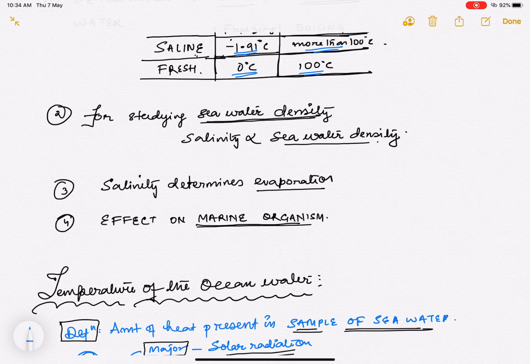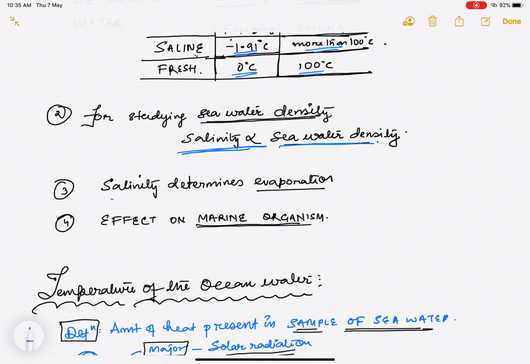For seawater density, remember that salinity and seawater density are directly proportional. The greater the salinity, the greater the seawater density. For example, you can even experiment with this at home. You can form saline water by dissolving salt in a glass of water, and you can see that the saline water remains more dense than fresh water.